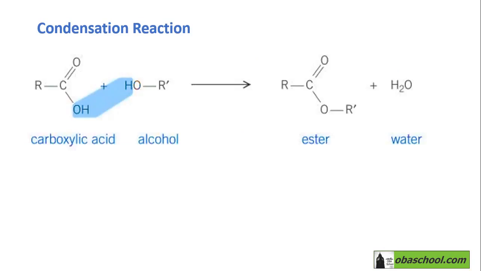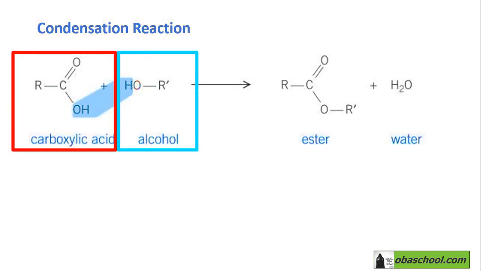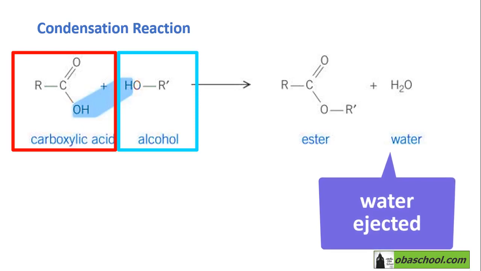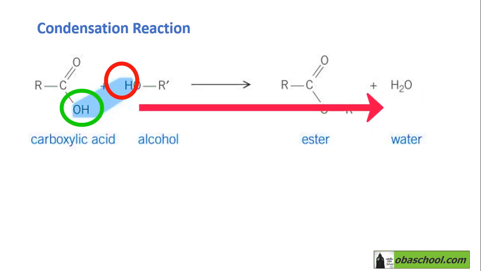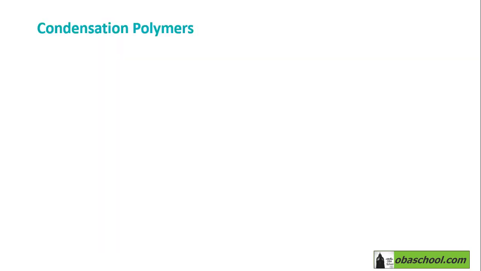This is an example that illustrates the condensation reaction. We said two molecules react with each other, and an example here is a carboxylic acid molecule reacting with an alcohol molecule. Here, there is a water molecule that will be ejected at the end of the reaction. So, the OH group from the carboxylic acid will go away with the H from the alcohol. That's how the water molecule is released, and we are left with an ester. This is an example of a condensation reaction.